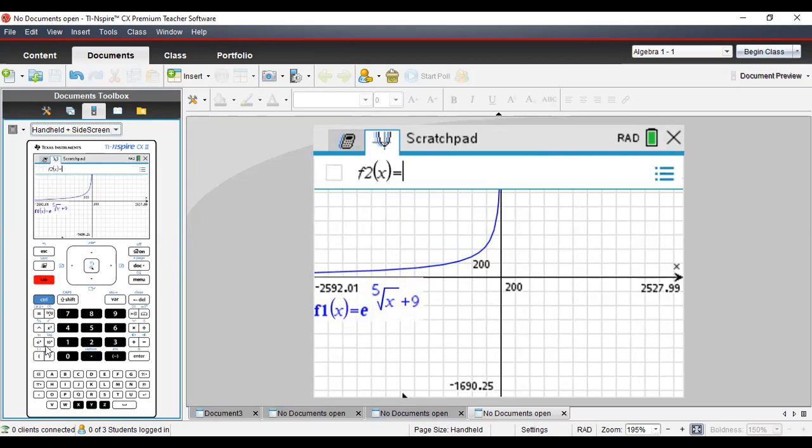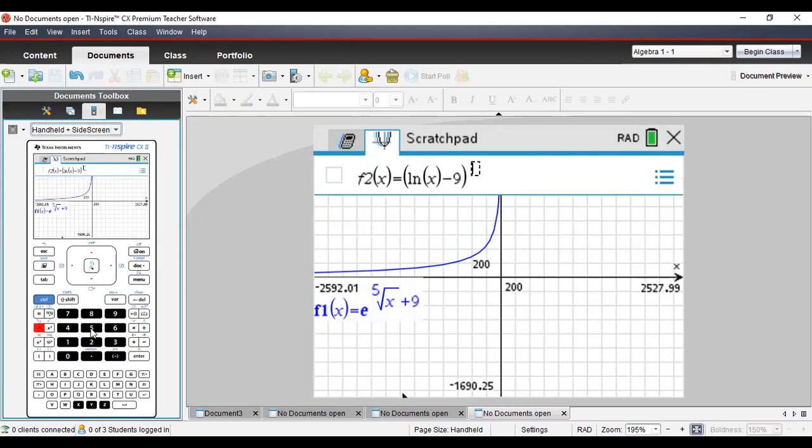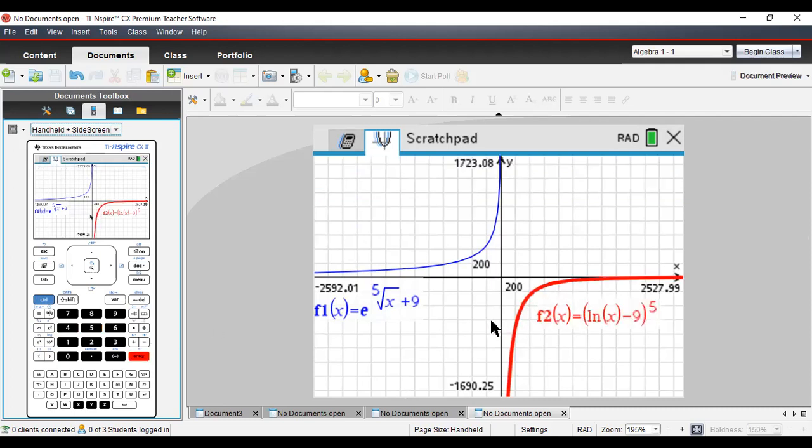And the inverse was parentheses, the natural log of x, so natural log of x, and then -9. And then we're going to raise that whole thing to the 5th power. All right. And then we press enter. And now, just on the surface, you can see that these two definitely look like inverses.